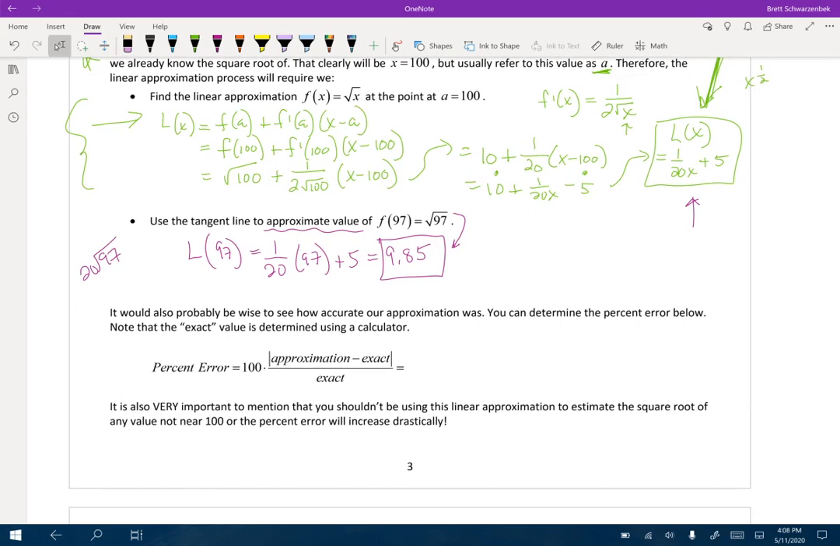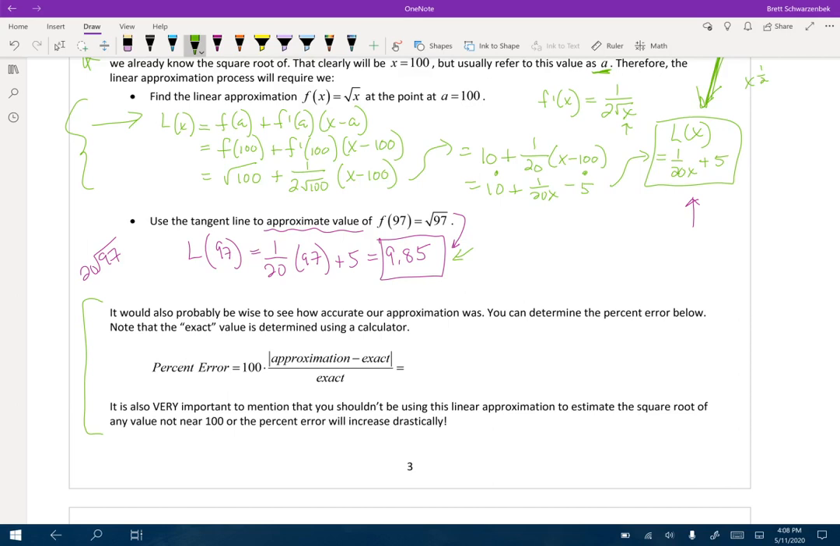Okay, but the whole key here is, how accurate is this? So it would be pretty neat to know what kind of error we created here. How far off was this? How close was it? Because it seems like we're doing something kind of bizarre to find a value like that. So how close were we to estimating the square root of 97?